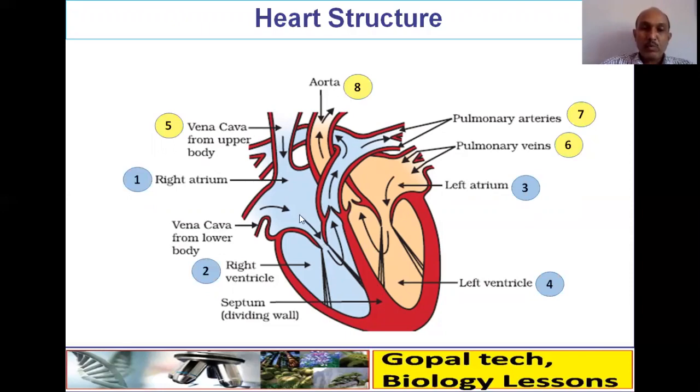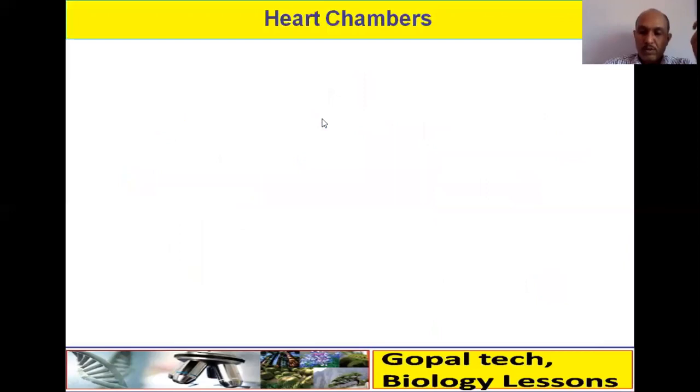From the right atrium, see the arrow mark, the blood flows through the valve into the right ventricle. The right ventricle pumps the blood through the semilunar valve. It will go to the pulmonary arteries, and that will carry blood to the lungs. In the lungs the purification of blood takes place, and that oxygenated blood comes through the pulmonary veins into the left atrium. From the left atrium it will go into the left ventricle. From the left ventricle it will go through the aorta to different parts of the body.